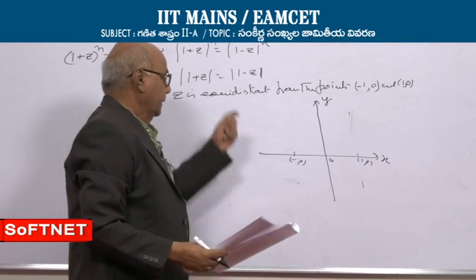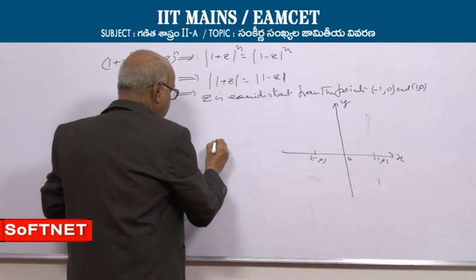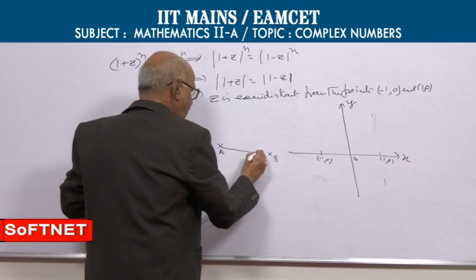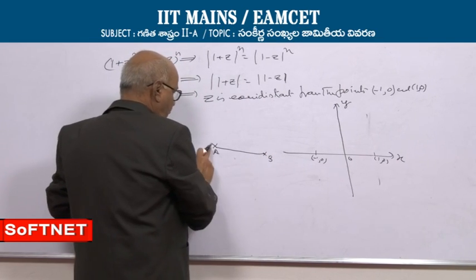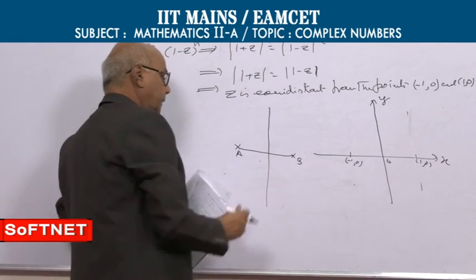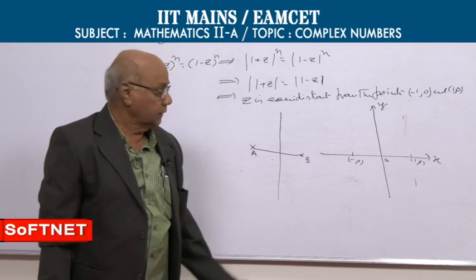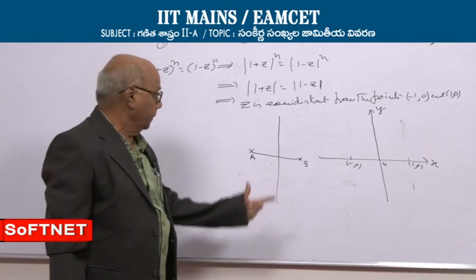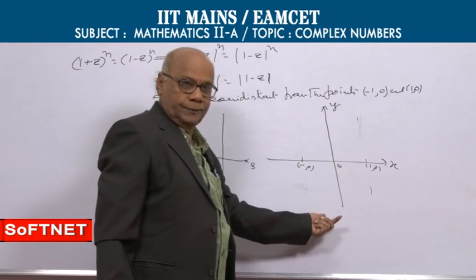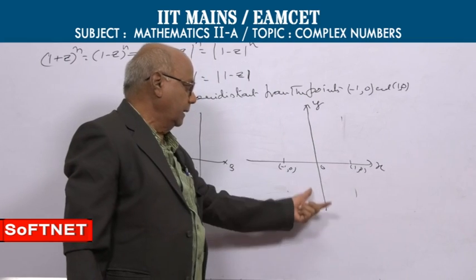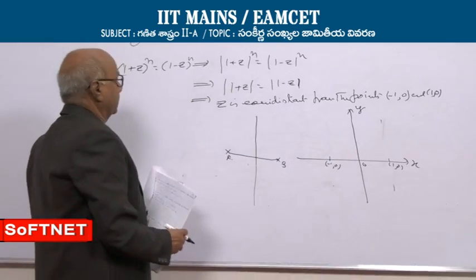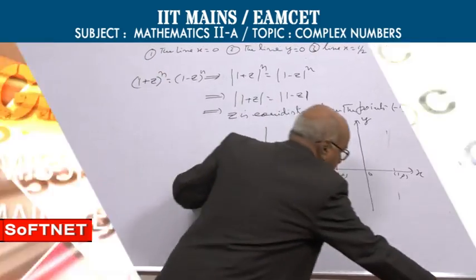And you know that given 2 points A and B, the set of all points, or locus of all points, which are equidistant from both the points A and B is nothing but their perpendicular bisector. The perpendicular bisector of the segment A comma B. This is A joining B. So here, what is the perpendicular bisector? Y-axis. The perpendicular bisector is nothing but the y-axis, whose equation is x equal to 0.